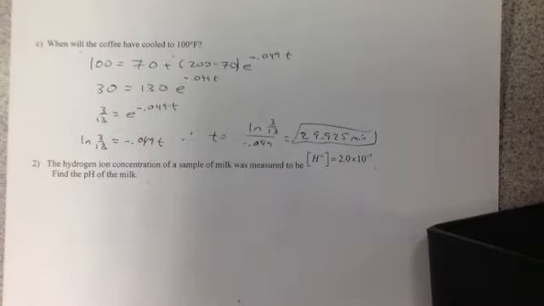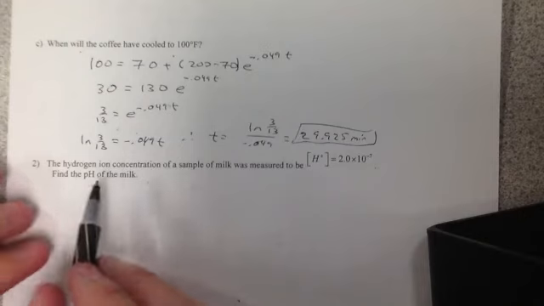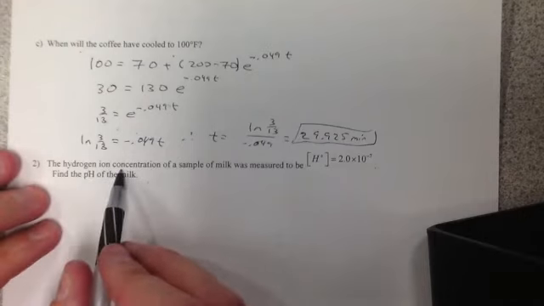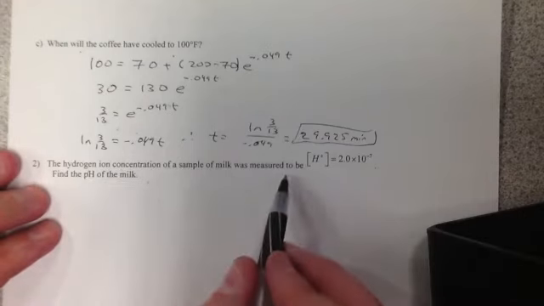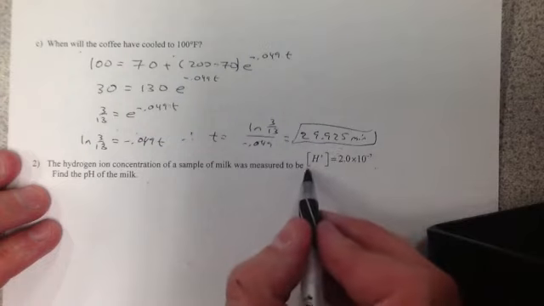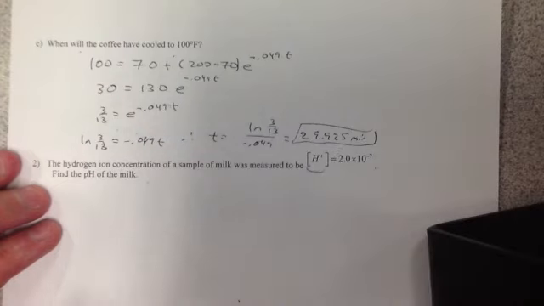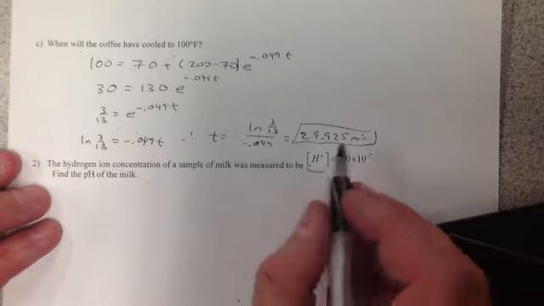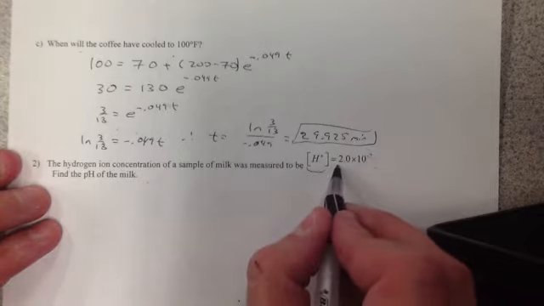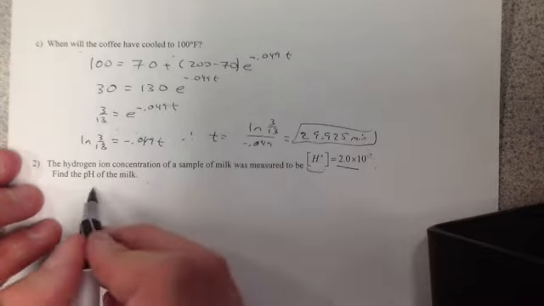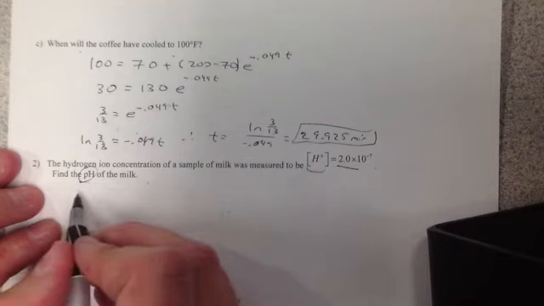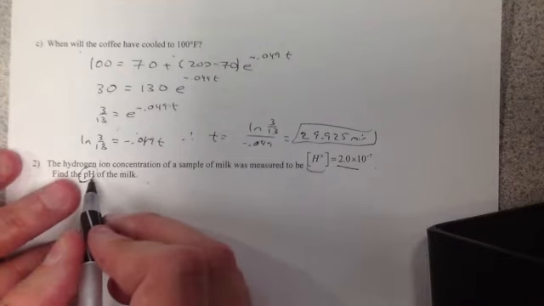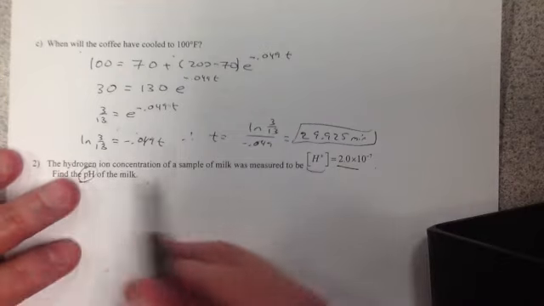All right. Our last example for part 1 is what we use for chemistry. Now, please don't tell my wife if I do this wrong. All right. A hydrogen ion of a sample of milk was measured to be, I don't know what this means. Somebody will tell me that tomorrow. That'd be great. H plus, whatever that means. 2.0 times 10 to the negative 7th. Find the pH.